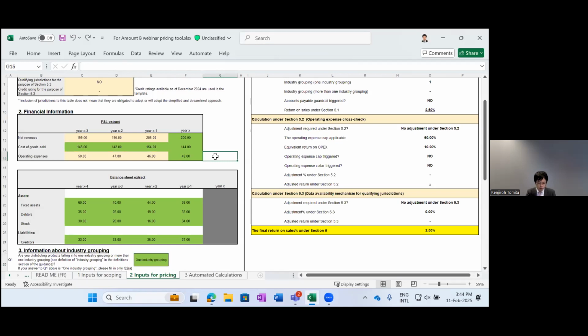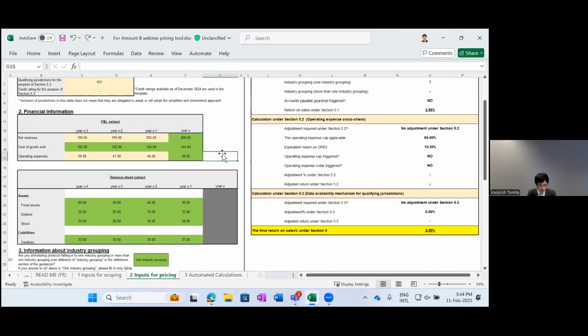Then let me move on to the demonstration of how the operating expense cross-check works. As Noel said, that assesses the return derived from the matrix by reference to the operating expense level. And also, as Noel said, there is the predefined range of operating expense cap and collar under the mechanism. An adjustment could be made upward or downward depending on the operating expense level that a given company has.